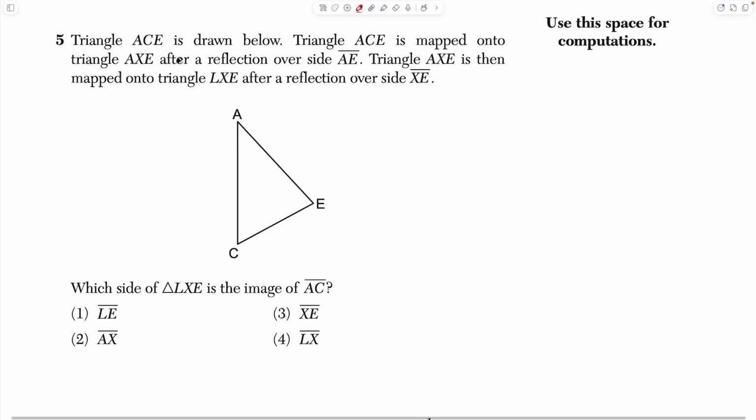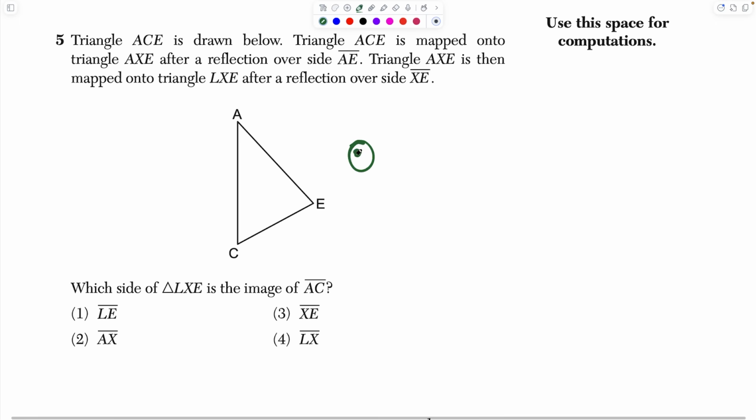Question 5, triangle ACE is drawn below. Triangle ACE is mapped onto triangle AXE after a reflection over side AE. Triangle AXE is then mapped onto triangle LXE after a reflection over side XE. Which side of triangle LXE is the image of AC? So for this question, there's a really nice shortcut that you could use.